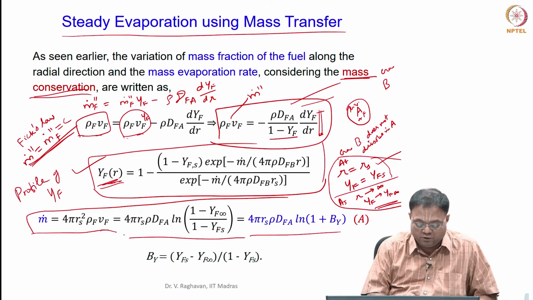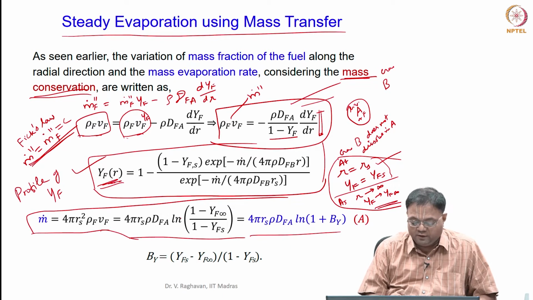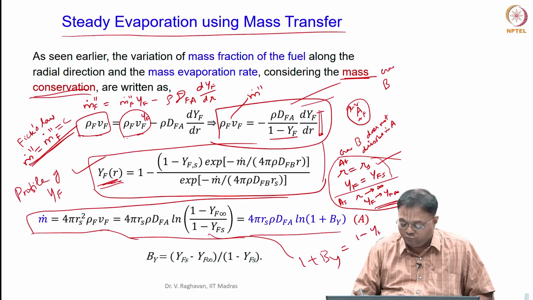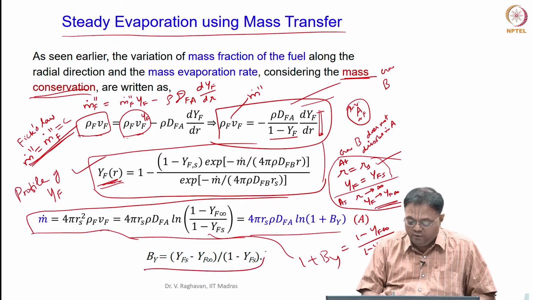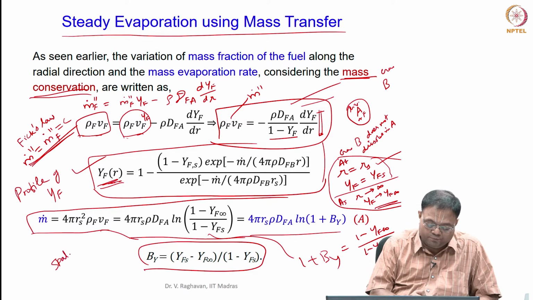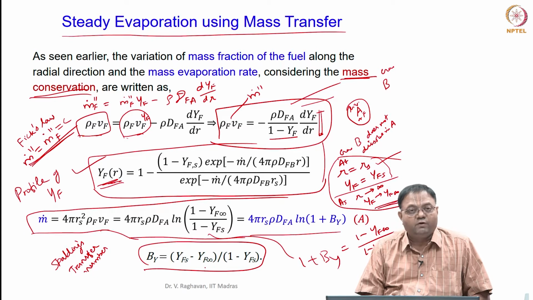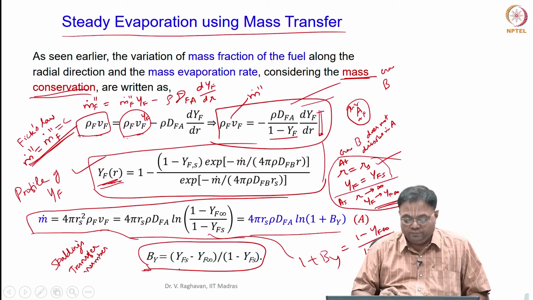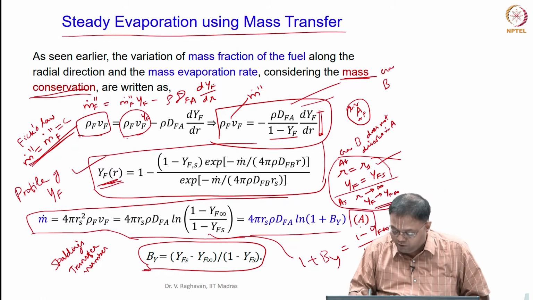So, when we do that, you get the mass evaporation rate, in which there is a natural logarithm term, and this term you write as 1 plus B. So, 1 plus B equals (1 minus Y_F infinity) divided by (1 minus Y_Fs). That means B will be the Spalding's transfer number, which is written as (Y_Fs minus Y_F infinity) divided by (1 minus Y_Fs). So, this is the Spalding's transfer number. We have seen this. This equation is called equation A.